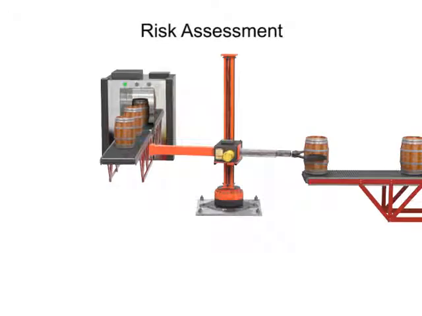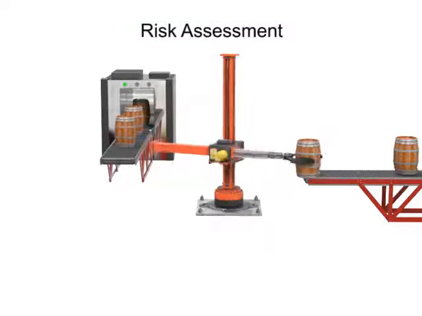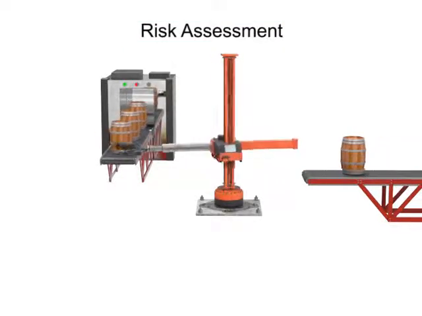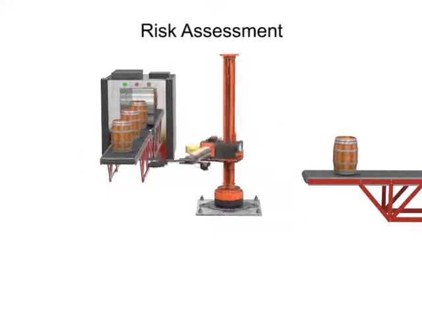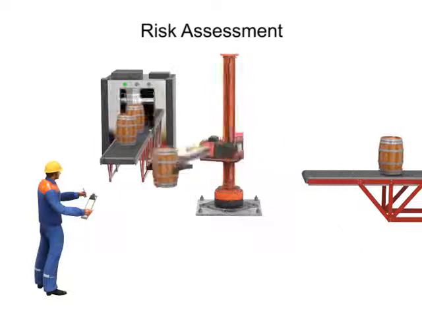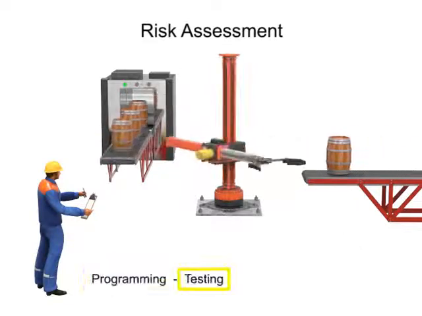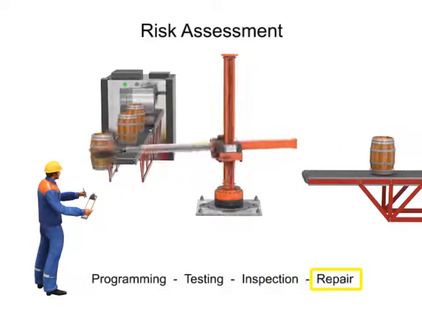The first step in the design process for any robot is a risk assessment of its potential hazards. Studies have shown that most injuries occur not during normal operation, but during times when human interaction is most prevalent: programming, testing, inspection, and repair.